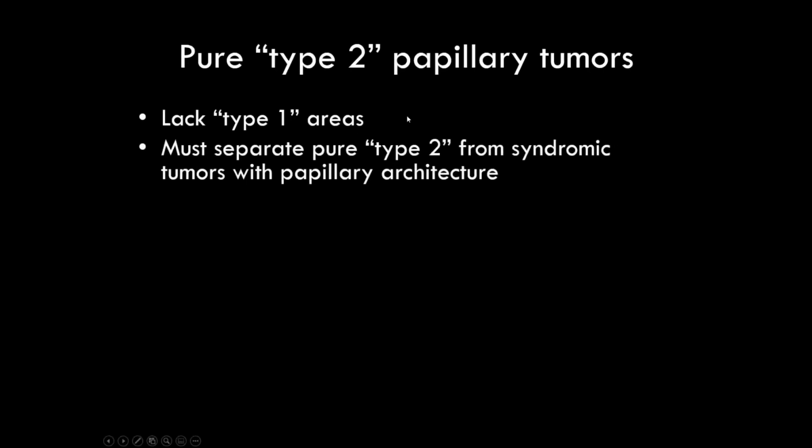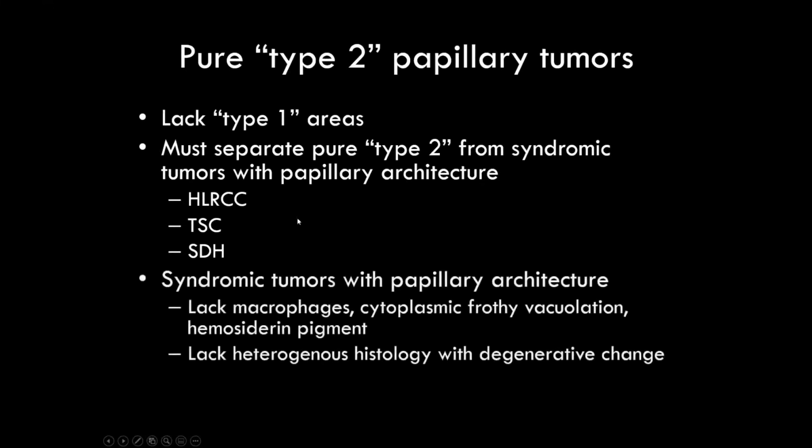And it's important when you come across these tumors to separate them from syndromic tumors with papillary architecture. So how do you identify these syndromic tumors, and what are these? Typically, as we know, this has been around for quite a while now, HLRCC carcinoma, hereditary leiomyomatosis and renal cell carcinoma, which typically has a papillary architecture and has type 2 features. And then there are other tumors too that might look similar. This is the tuberous sclerosis associated carcinoma or SDH mutation associated carcinoma.